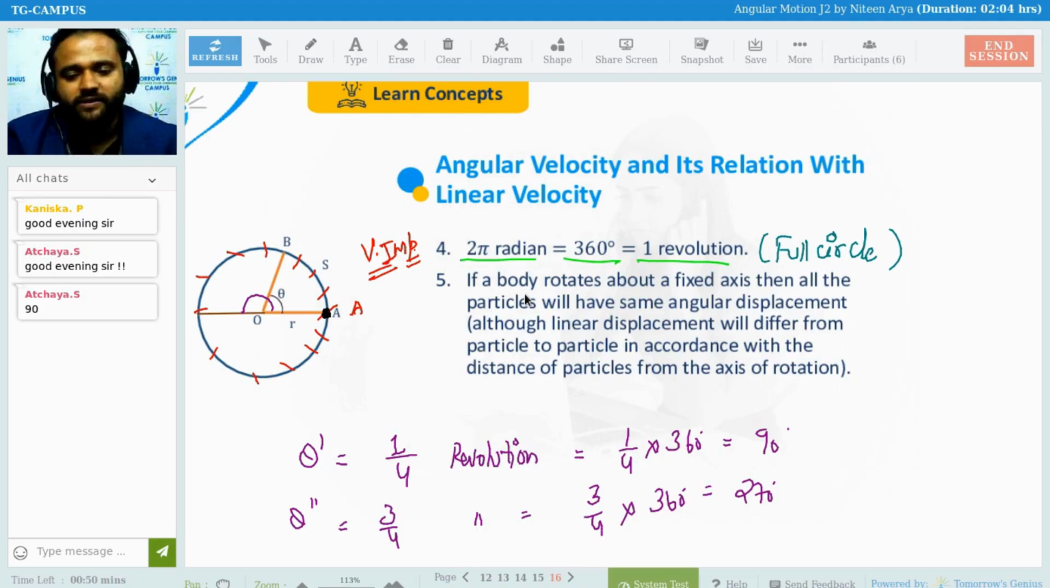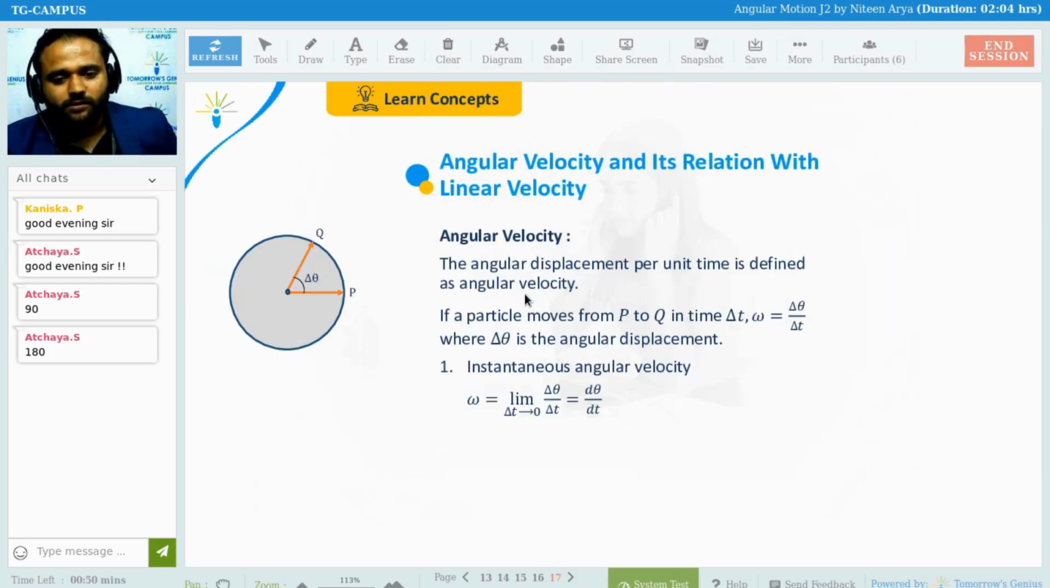Obviously if you know 1 by 4, then 1 by 2 is 2 into 1 by 4, so that is 180 degree. In this way you just need to understand, not learn anything. You don't need to learn anything here. So this is the terminology.